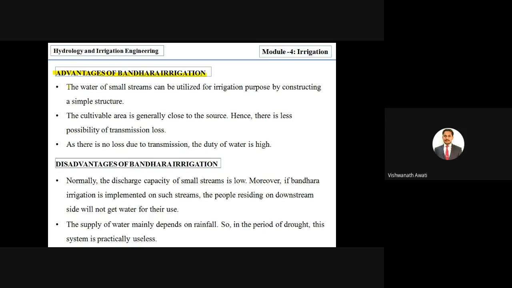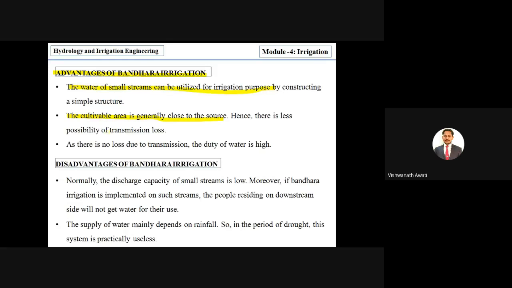The water of a small stream can be utilized for irrigation purposes, right? The cultivable area is generally close to the source, hence the transmission loss is less. And due to the less transmission loss, the duty of the water is high. Means with a small availability of water, more area will be covered, right? Duty means with the available water, how much area is covered under that irrigation, right? So that is duty. So duty will be increased.